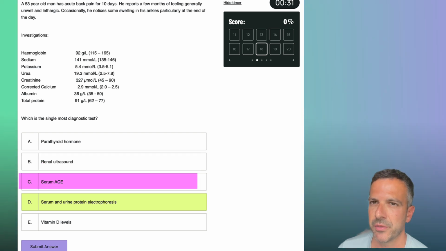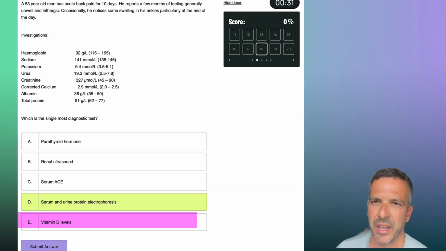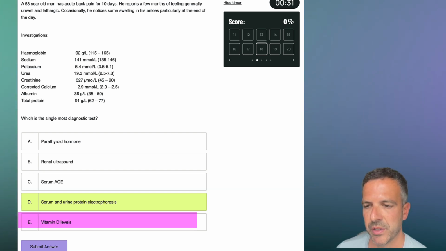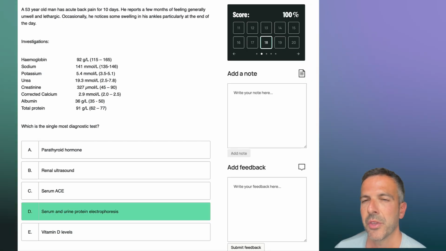Serum ACE, not a very helpful test, but what this one is referring to is sarcoidosis, which again is unlikely here given all the other findings, particularly the abnormal hemoglobin. Vitamin D levels, again, too much vitamin D would not give you this presentation, so it's the wrong answer here. Let's click on the answer and let's see what it tells us. Indeed, that is correct.